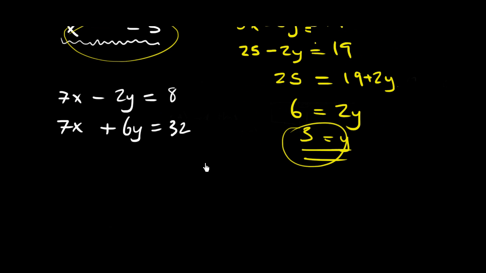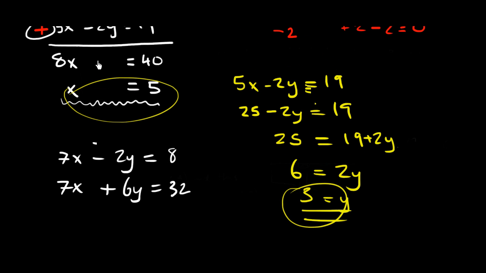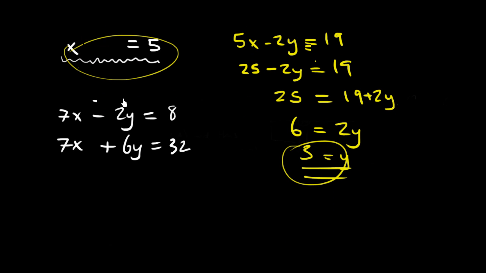And so we look at these two simultaneous equations and we say, okay, this 7x and that 7x are the same, and they both have exactly the same sign. So what's the solution? Well, before they had different signs, so we added, so now they have the same sign, so we're going to subtract.